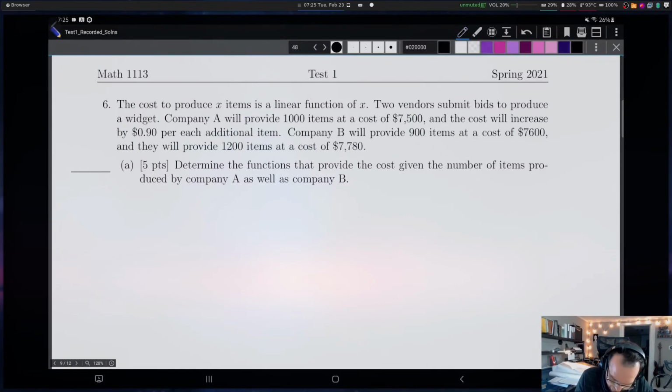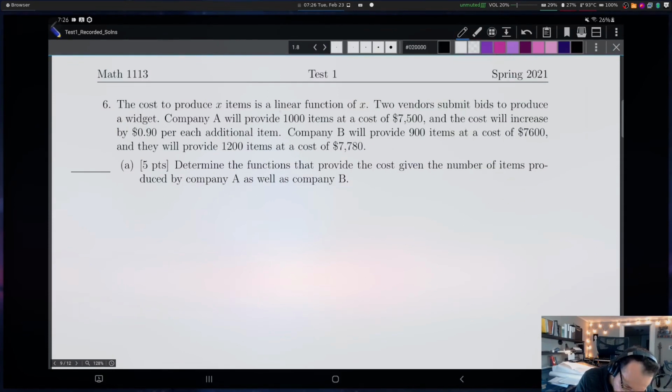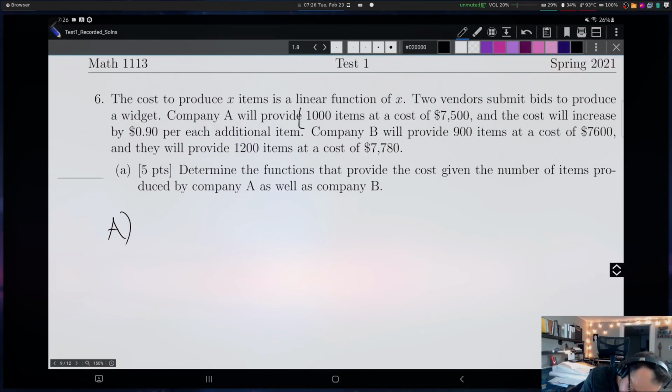So I think what's difficult here is to realize that this linear function thing is really important. They're not just saying that they'll only do 1,000 items. They're saying they're willing to do 1,001 items for $7,500 and 90 cents. And you can imagine doing 1,002 items at $7,500 plus 90 cents twice. So what they're actually giving us, for company A, for example, let's look at this one first, is a point.